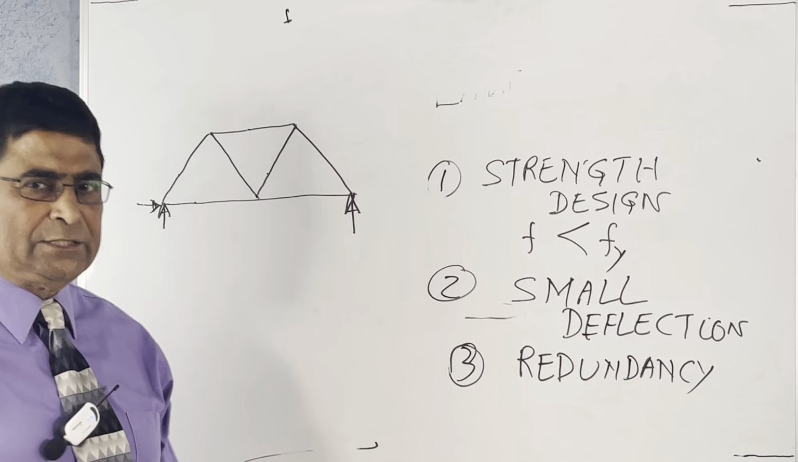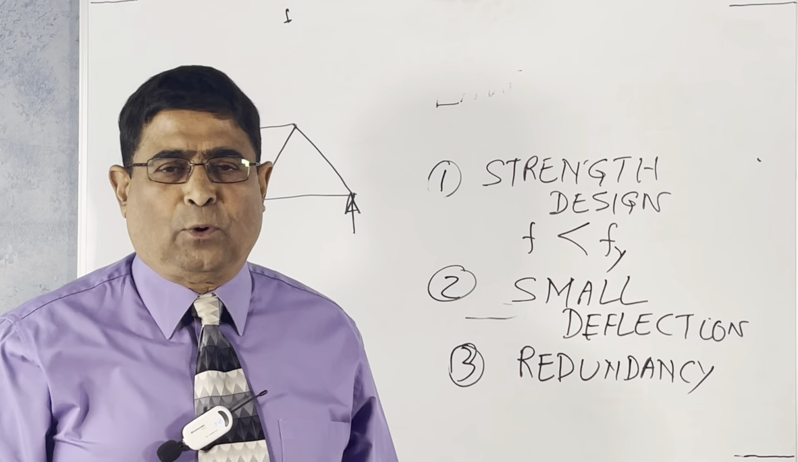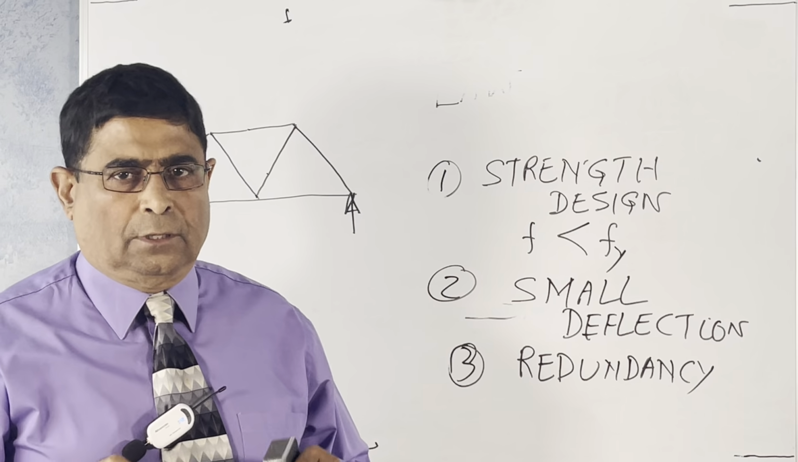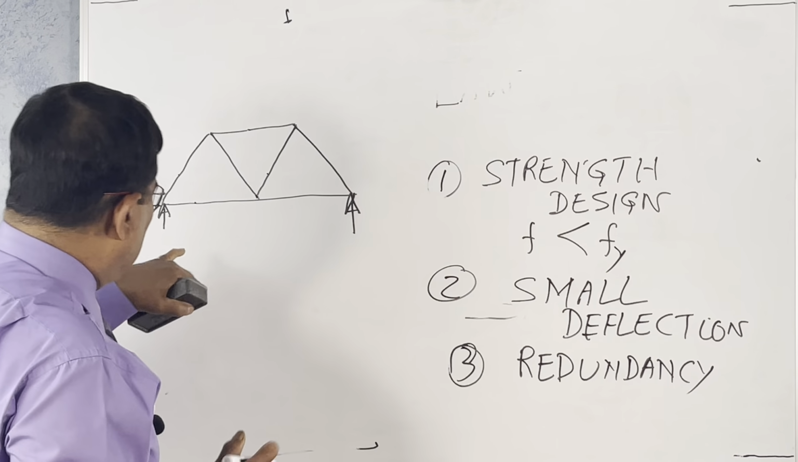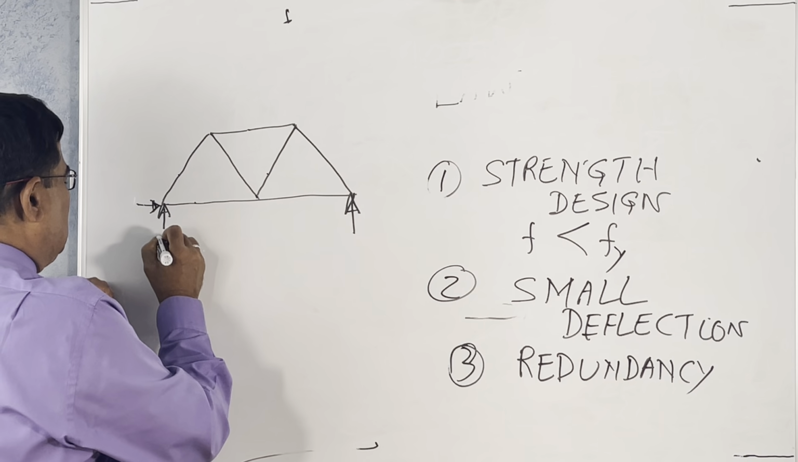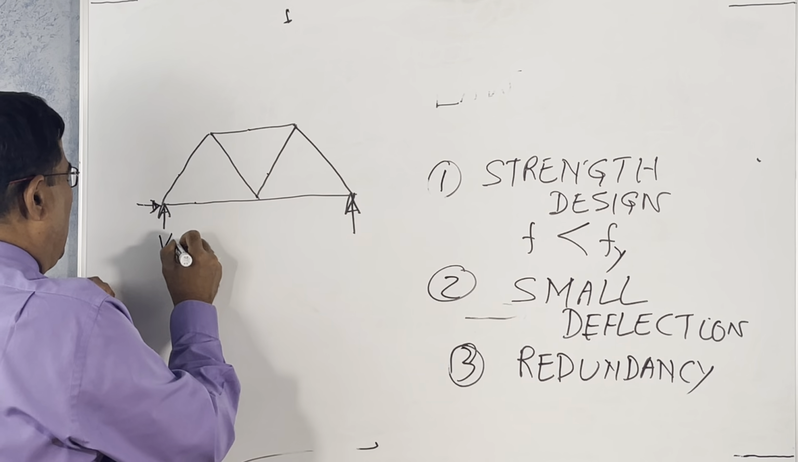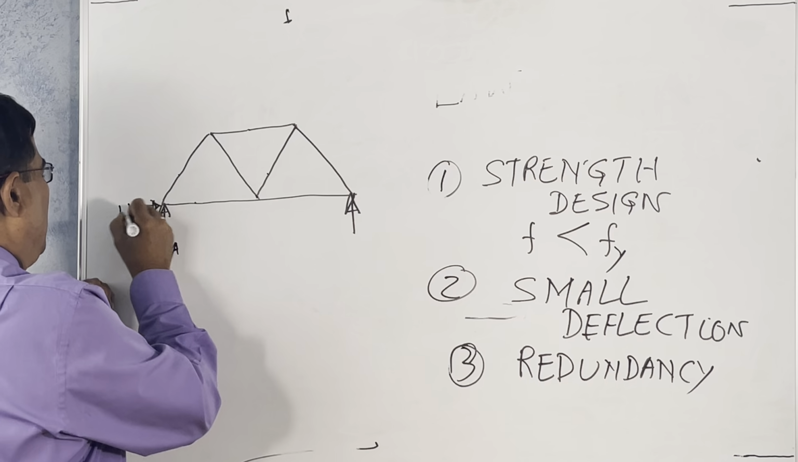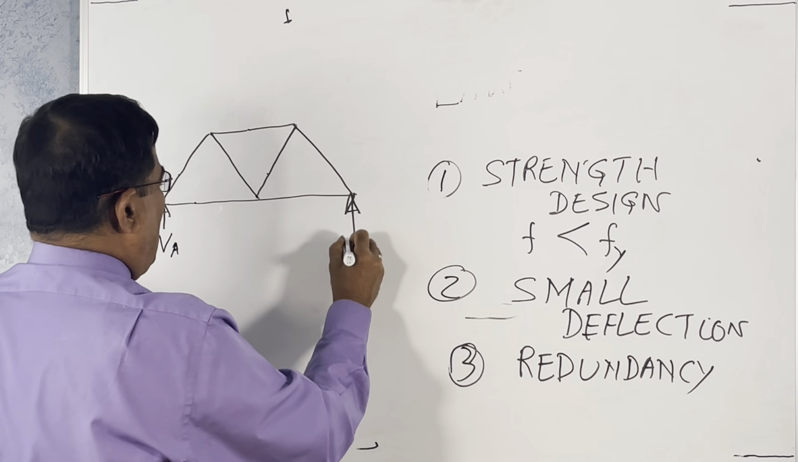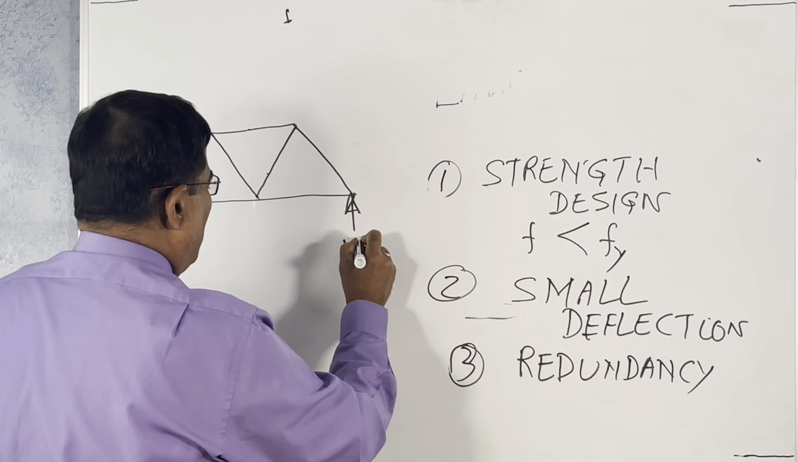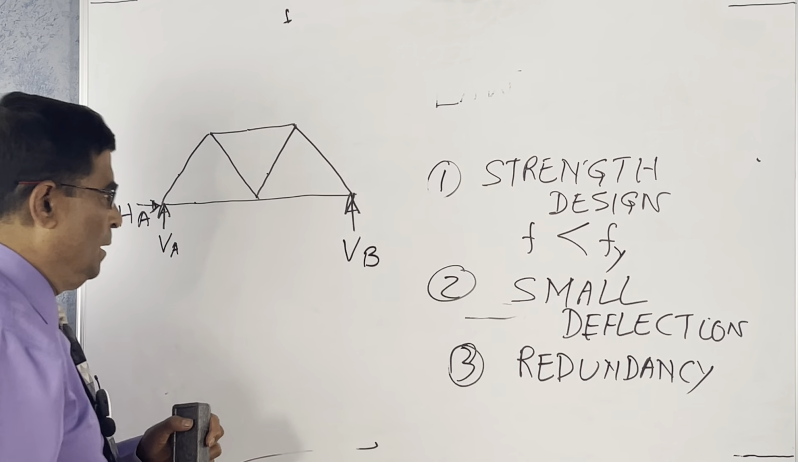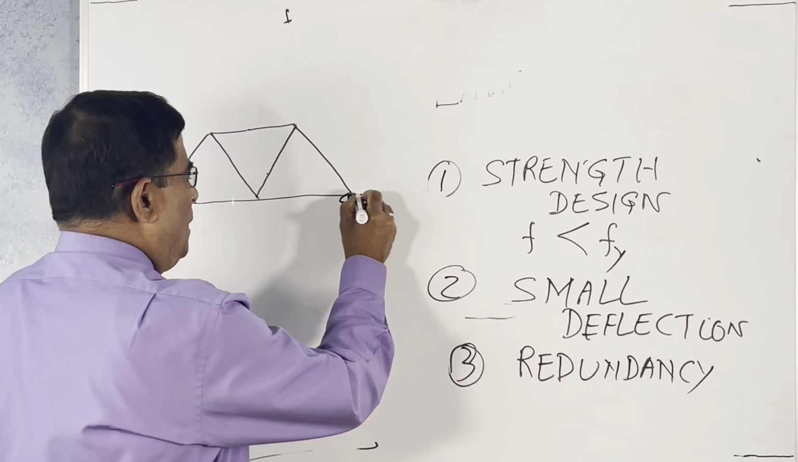I will explain what is a determinate and what is an indeterminate structure, probably next class or the class after that. But this is the reaction. Say it is VA, HA are the reactions, and RB, or you can say VB, vertical. This is always vertical because it is roller supported.